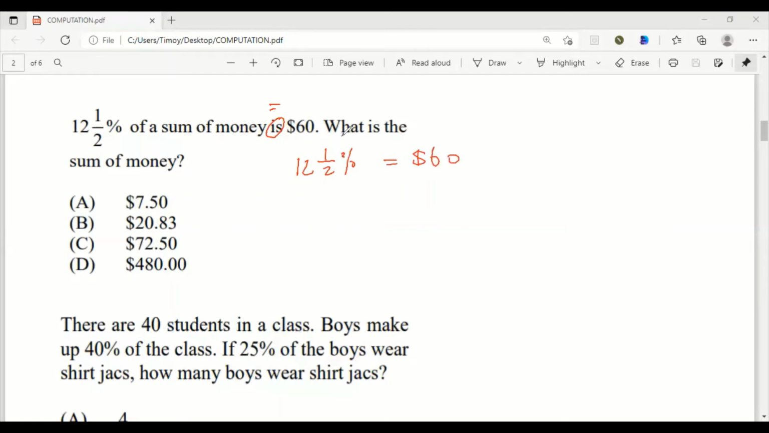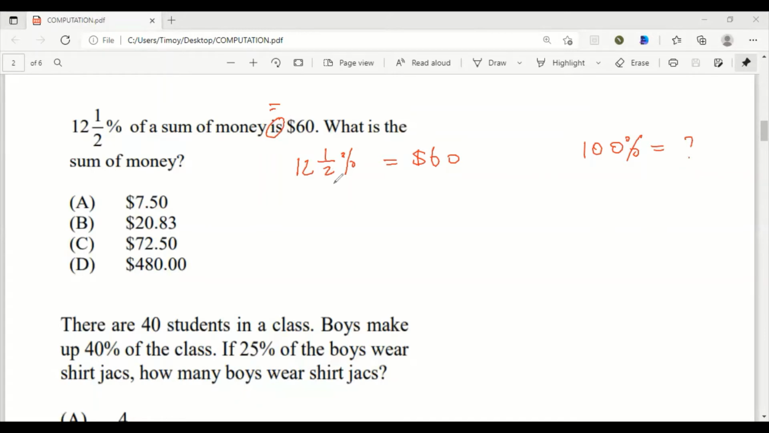Then the second part of the question says, what is the sum of money? What are they really asking us for? The sum of money represents what? The whole. That means they are asking us for 100% of the money. What is 100% of this money? Now, given that they give us 12.5% of the money, and we want to find 100%, if we find 1%, then it would be easy to find 100%, which would give us the sum of money, because the sum of money is represented by 100%.